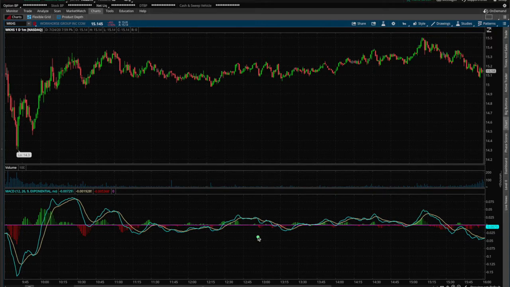First, let's start with the zero crossover line. So this pink line here that runs across the screen is called the zero line.